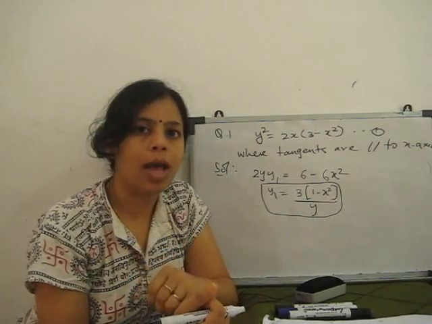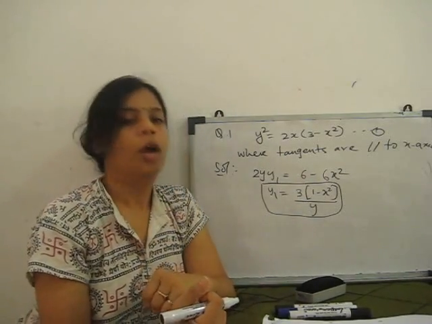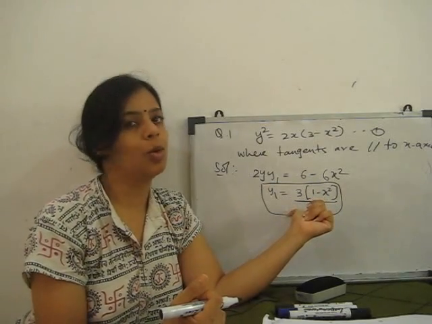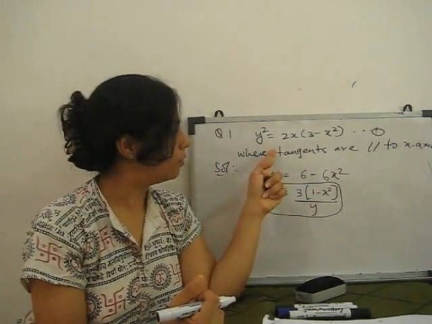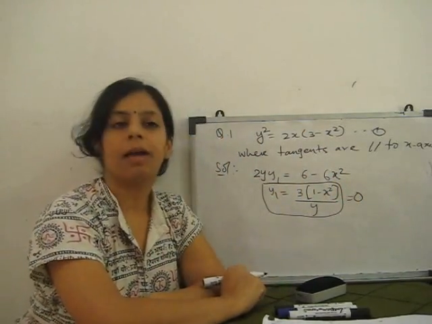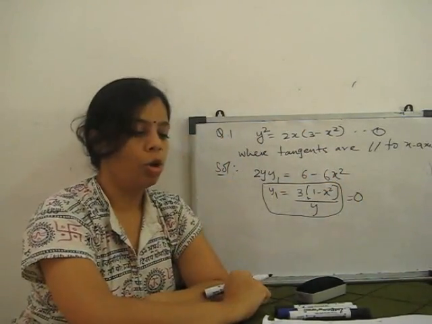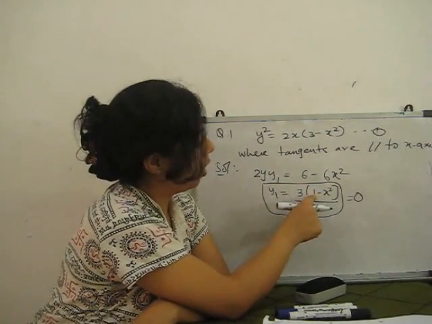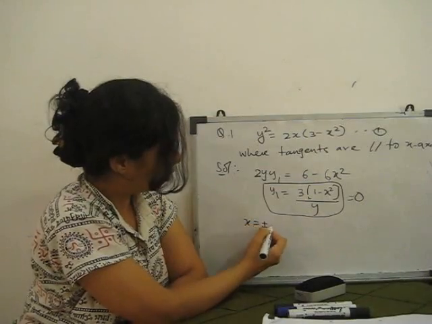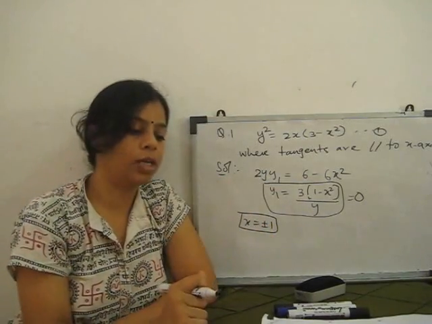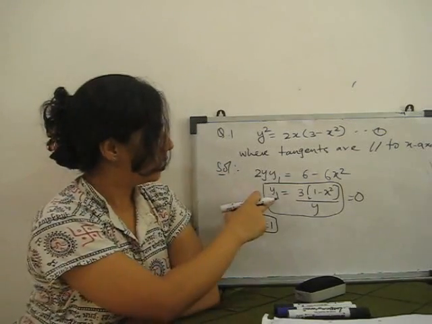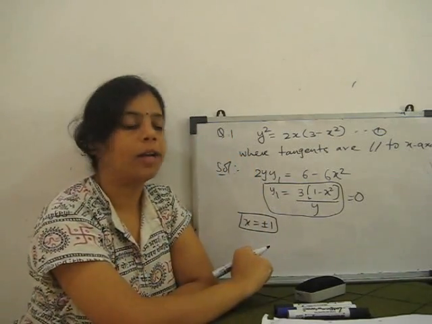Now they say the point where tangents are parallel to the x-axis. It means we can use the slope dy by dx equal to 0. Clear? So with the help of this we can find the point. When we substitute this equal to 0, our point comes as x square equal to 1, so x equal to plus minus 1. Our point is x equal to plus minus 1. Again, y1 is there. Now we have to find y2.